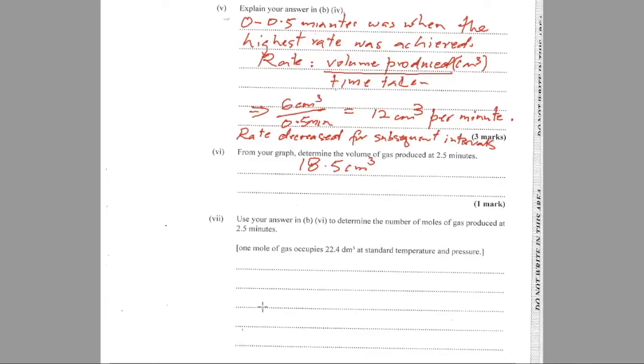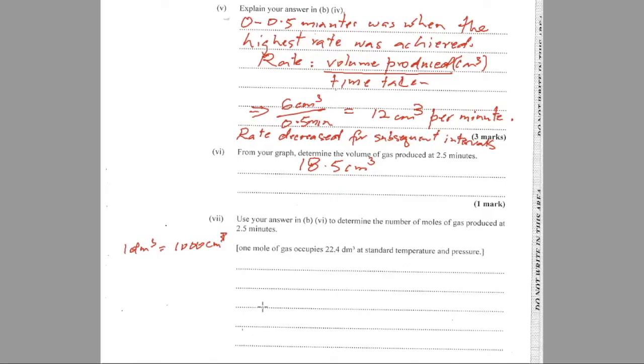And we're always given something to use. We never leave it on our own. So 1 mole of gas occupies 22.4 dm cube at standard temperature and pressure. All right, but our value here is in centimeters cubed. So to get a mark, we're going to have to do some form of conversion. So 1 dm cube is the same as 1000 cm cube.